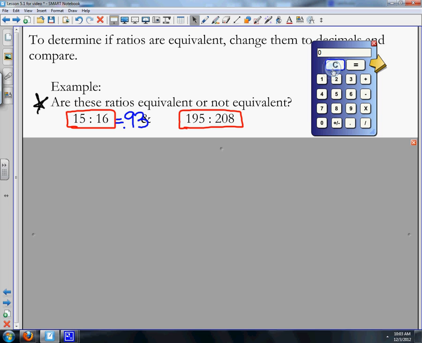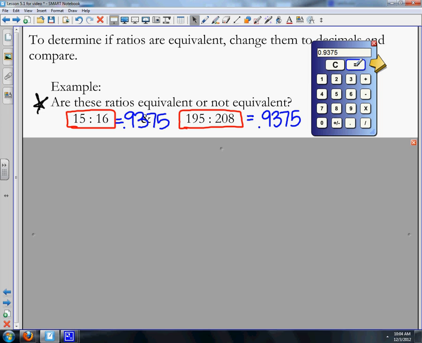So then use your calculator and do this. 195 divided by 208 and hit equals. So this one is 0.9375. Now, I didn't write enough units on this first one, so I need to go back and redo it so that I can go a little bit farther. So it's 0.9375. So now what do you see?